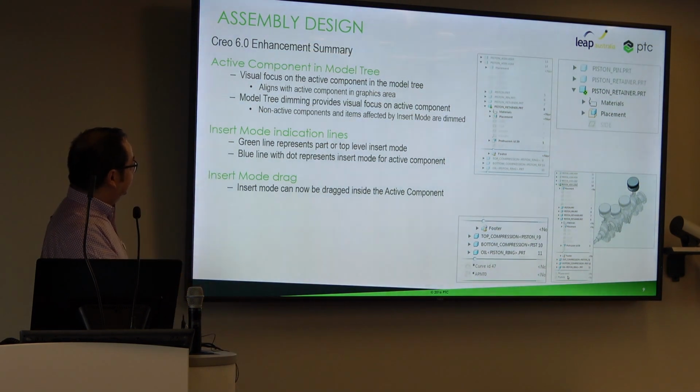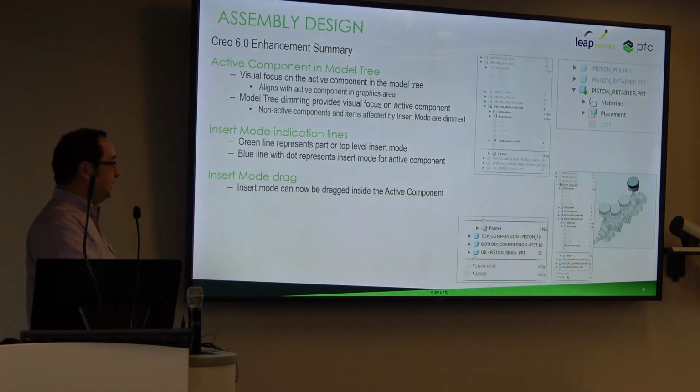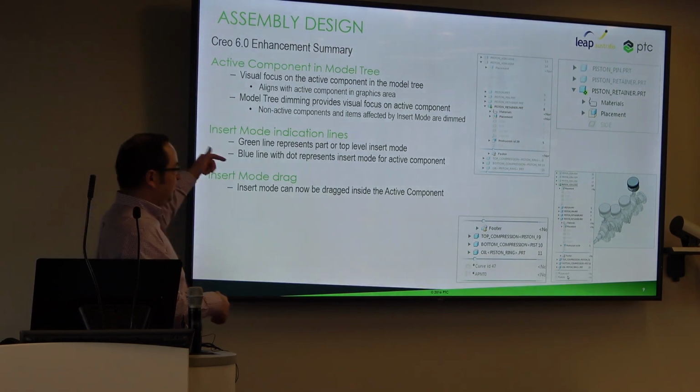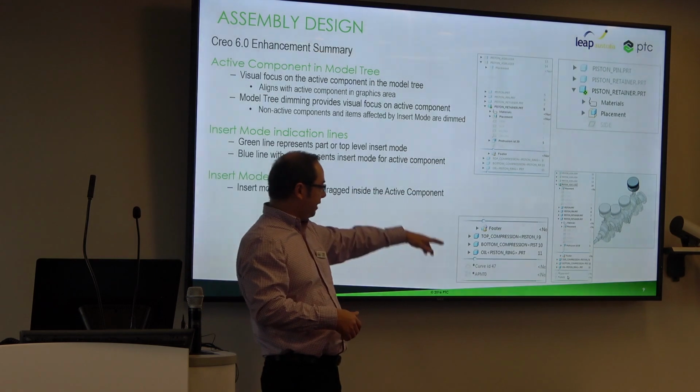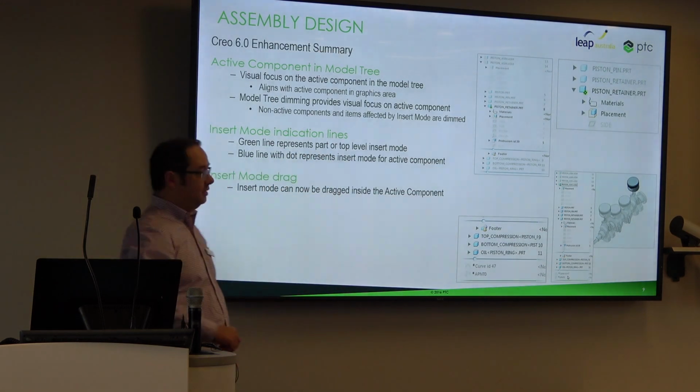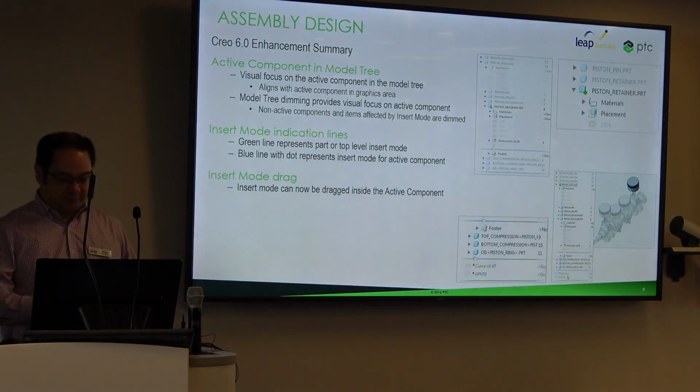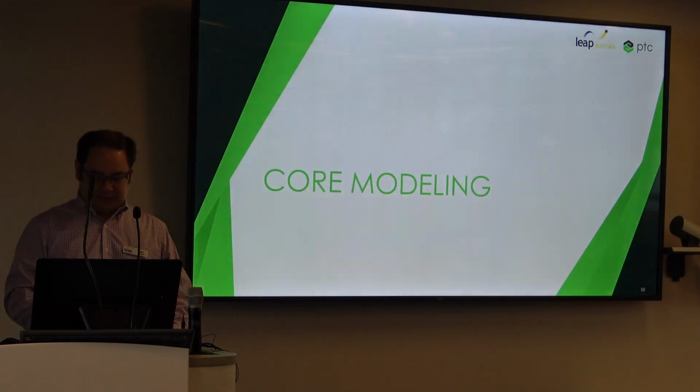How that looks on screen. Okay. So basically dimming the rest of the model tree to focus on the active component. Insert mode's been tweaked a little bit, so now rather than a little arrow, you've got a big line that tells you where you are in the model tree. Just drag that up and down, like you could with the old indicator.